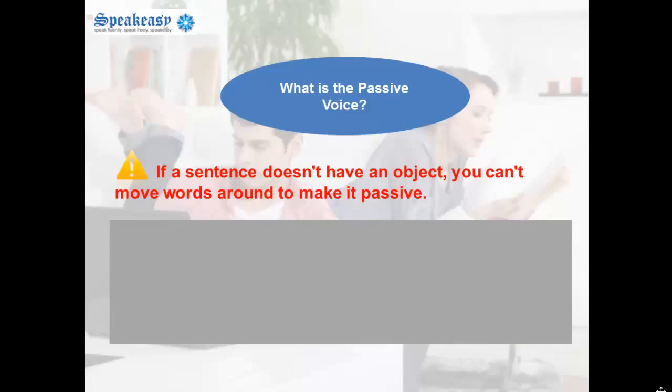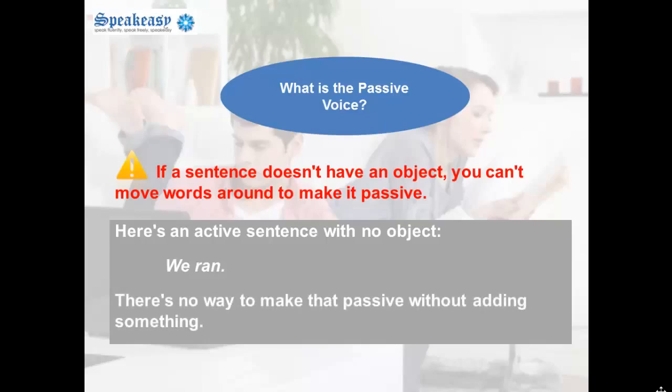If a sentence doesn't have an object, you can't move words around to make it passive. Here's an active sentence with no object. We ran. There's no way to make that passive without adding something.